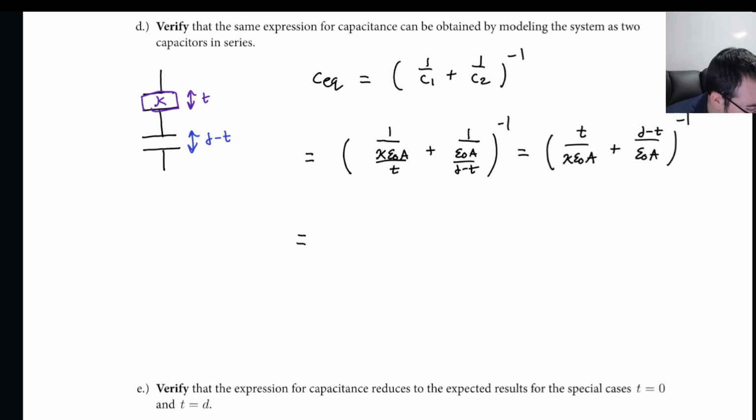Notice everybody has a 1 over epsilon naught A in common, and that's going to get reciprocated because of the minus 1. So I can factor out an epsilon naught times A. And I get T divided by kappa plus D minus T. And that's still raised to the minus 1.